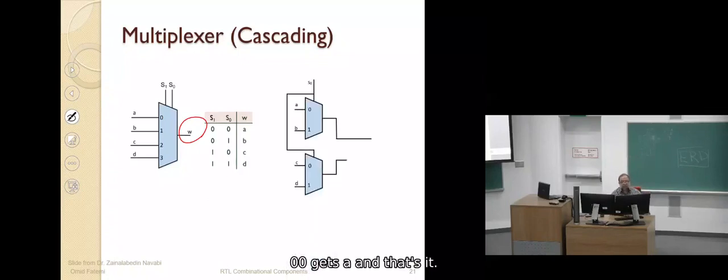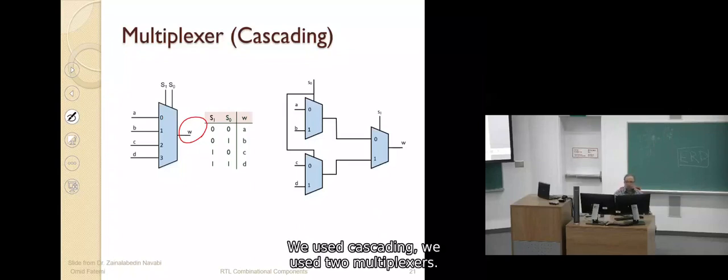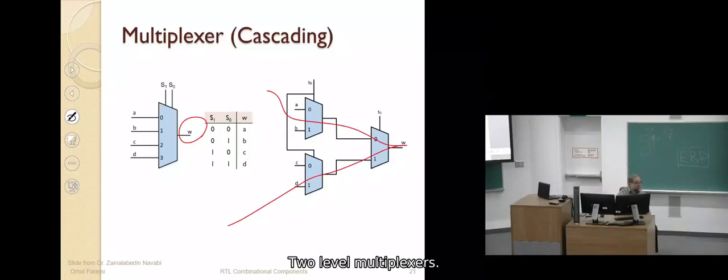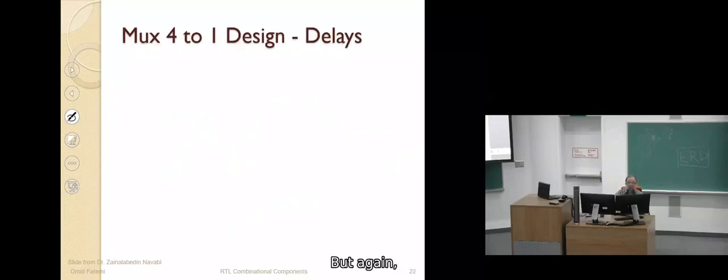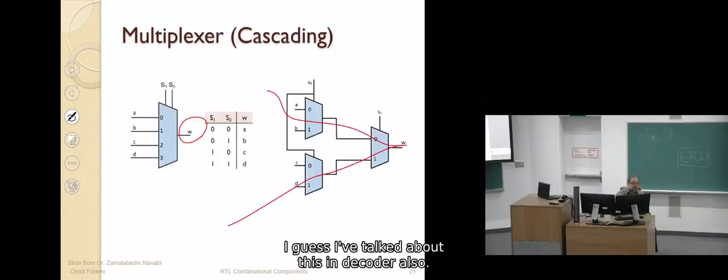0, 0 gets A, and that's it. Good? Any questions? So we used cascading. We used two multiplexers, two-level multiplexers, and this works for us. Very good. But, again, I guess I've talked about this in decoder also.